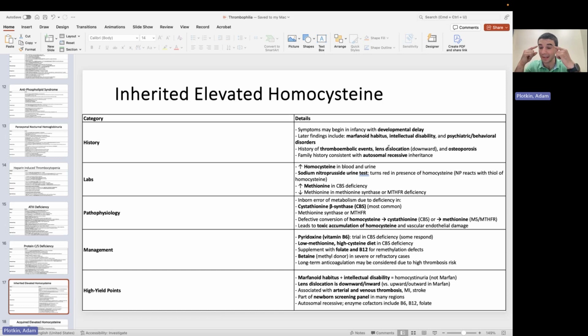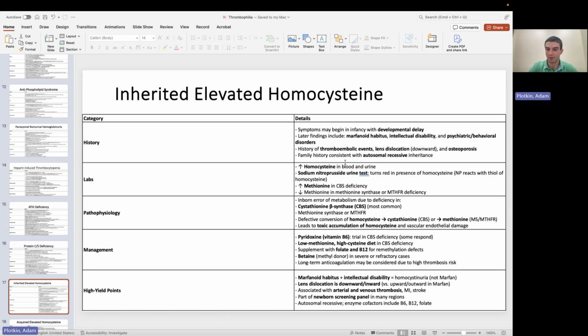The patient's lenses in inherited homocystinuria are classically downward dislocated, whereas in Marfan syndrome, the lenses are classically upward dislocated. We could see osteoporosis too, because these patients tend to have very weak bones. The family history is consistent with autosomal recessive.